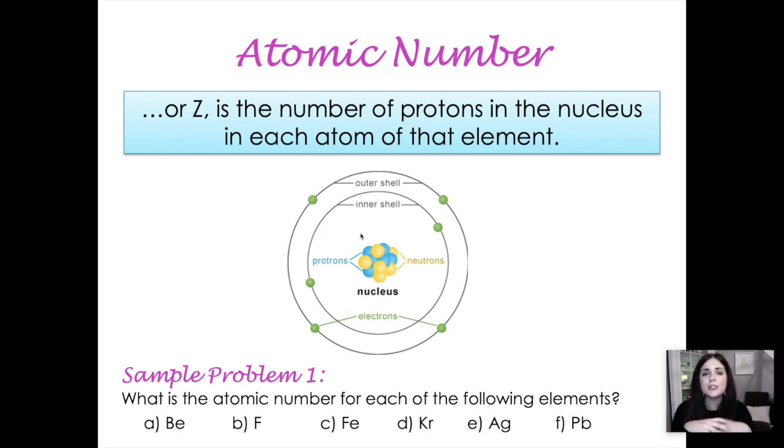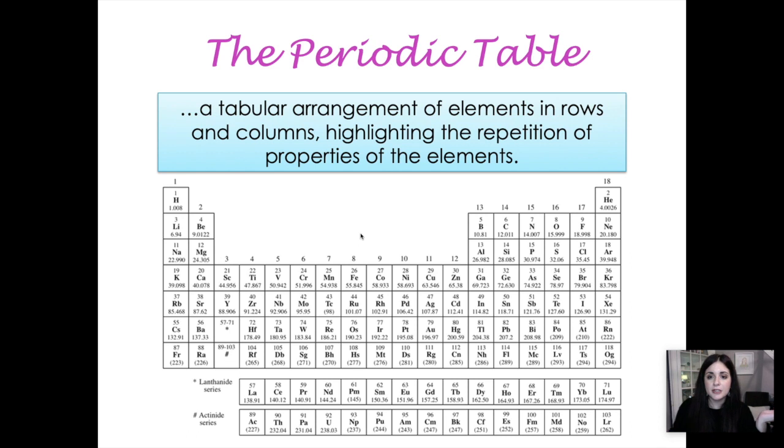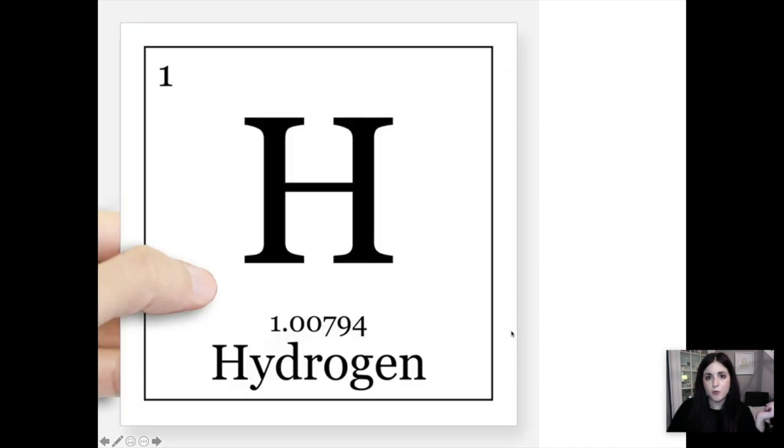And again, you can easily identify those by finding where the element is located in the periodic table. For example, here's lead. Lead has an atomic number of 82, and it has an atomic mass or atomic weight of 207.2.